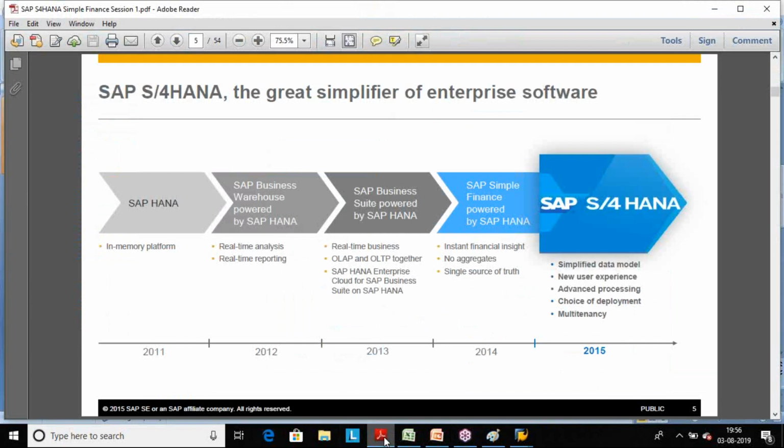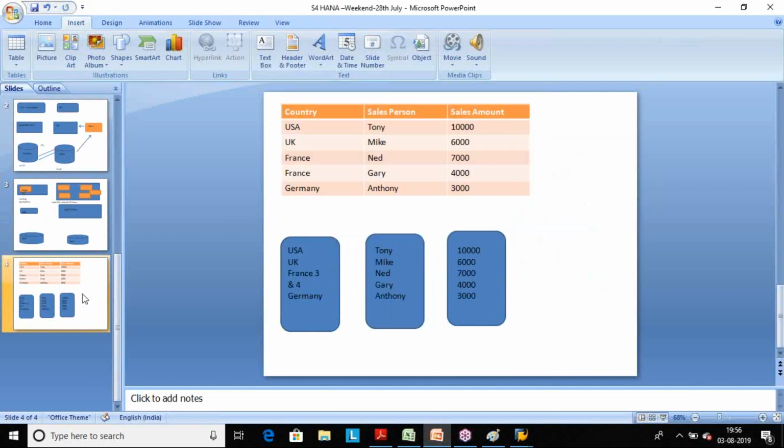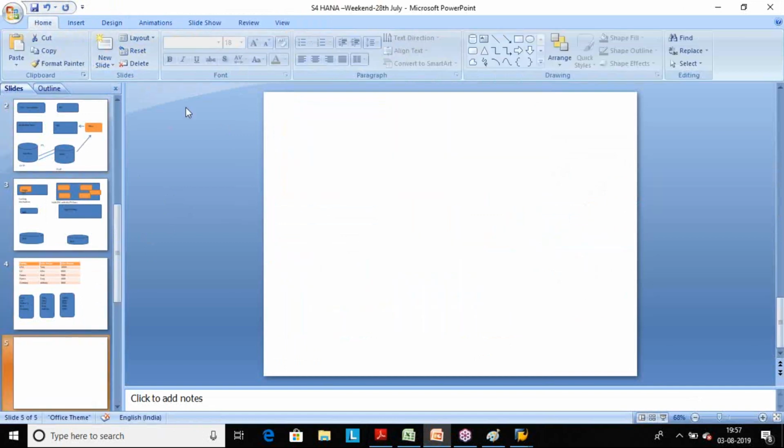So that means SAP Business Warehouse powered by SAP HANA, or SAP BW powered by HANA. This is the first product SAP officially released on the HANA platform, in 2012. But still, by using this one, the theft risk is there. If a power outage happens, how are we going to manage this? Then finally they revised this, and we got a new product like this.